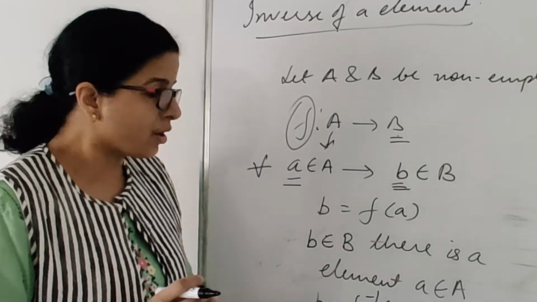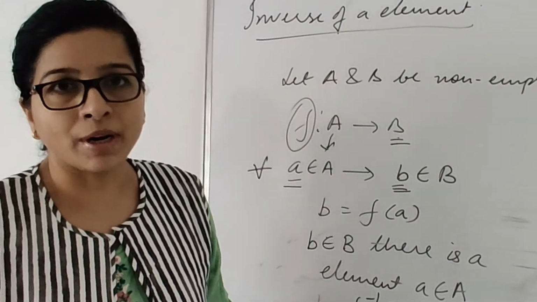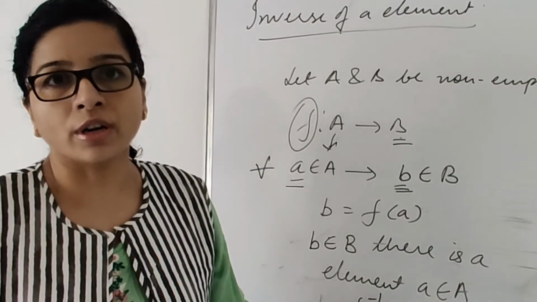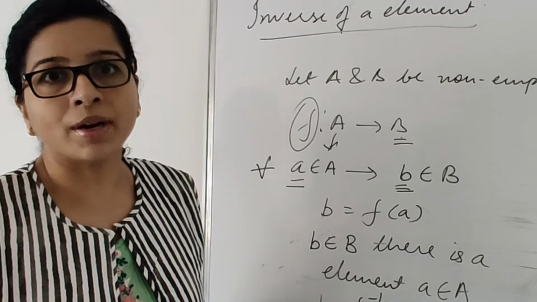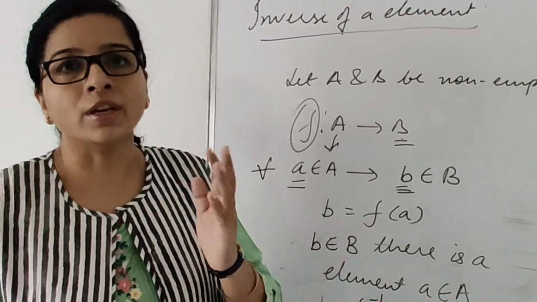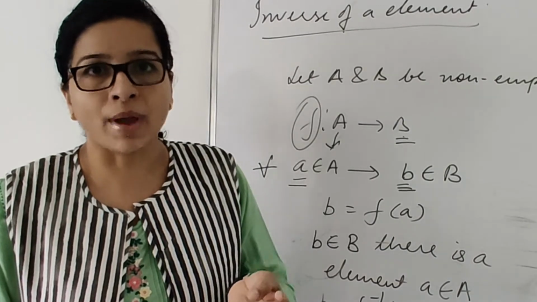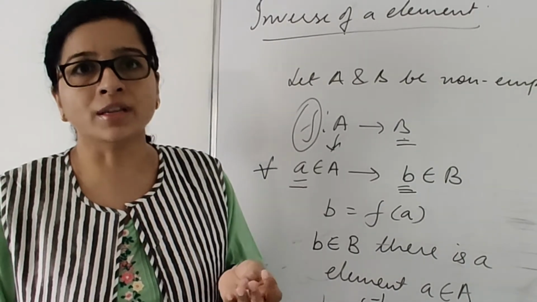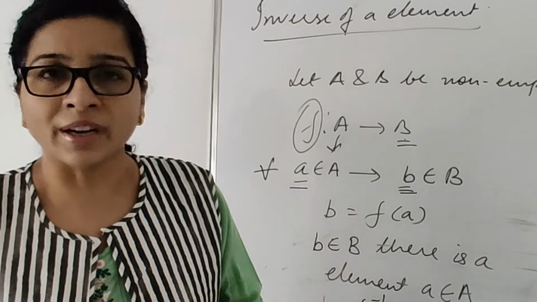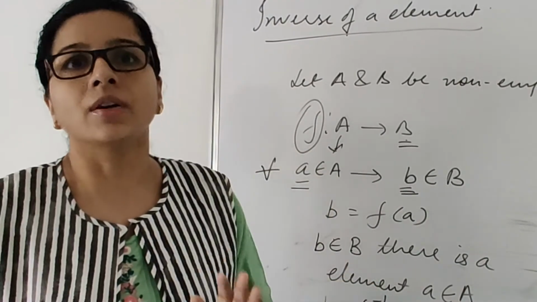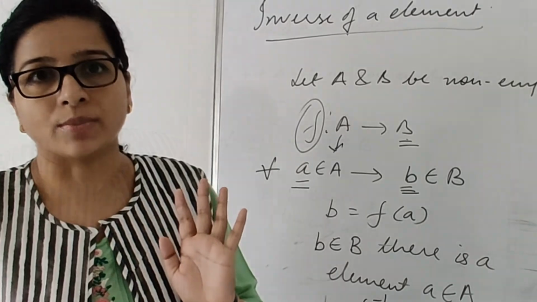Now, whether your inverse is a single element, or your inverse has many elements, or your inverse does not have any element, that depends upon whether your function is injective or many one, or onto or into. Okay, so let us check some examples which will help you to understand that concept.